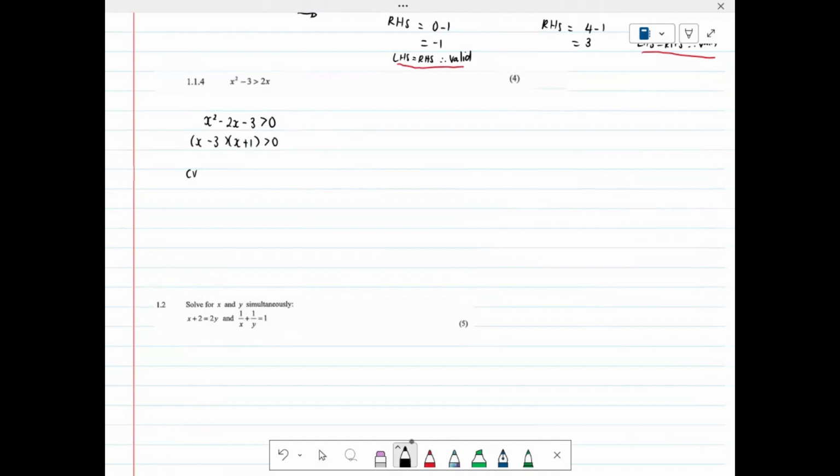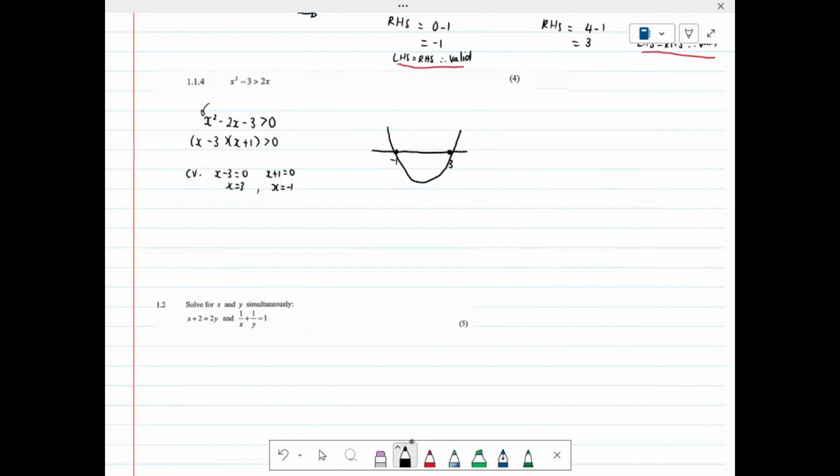And then we get our critical values from solving this. So x minus 3 is equal to 0. So our one critical value is x is equal to 3, and x plus 1 is equal to 0. So our next one is x is equal to minus 1. To then solve the inequality, we're just going to do a simple plot. So we're putting our critical values. We have minus 1 and 3. This is a positive parabola because the coefficient of x squared is positive. So we'll put it through like that.